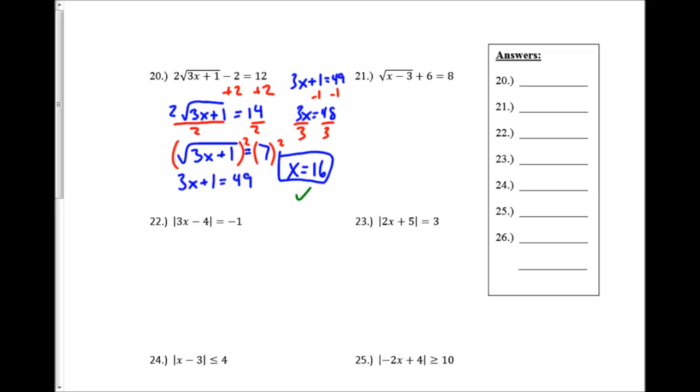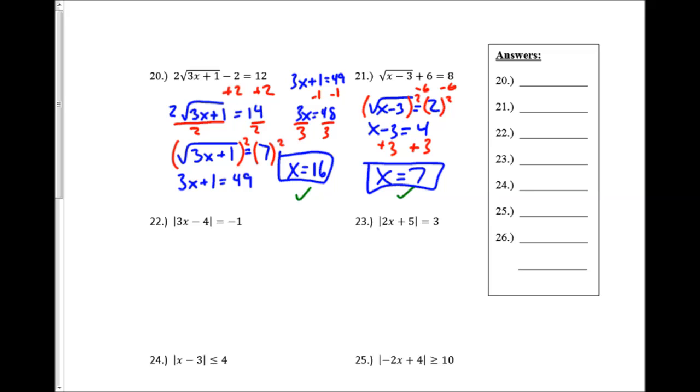If I look at the next one, I subtract the 6 from each side. So I find out that the square root of x minus 3 equals 2. And now I can undo the root by raising each side to the appropriate power. So I square each side. So it turns out that x minus 3 equals 4. I add the 3 to each side and find out that x equals 7. Again, the last thing I do, plug it back in. Just a quick mental check. 7 minus 3 is 4. Square root of that is 2. Plus 6 is 8. That one works. Make sure you check for extraneous solutions.